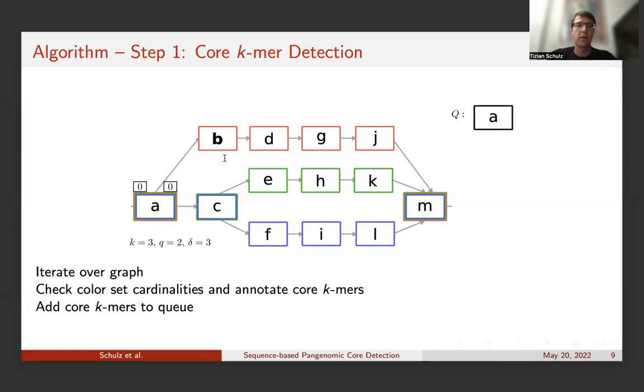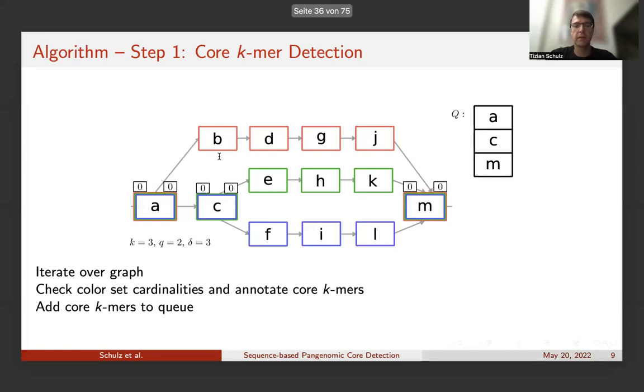The next vertex in our graph is B. B has only one color in its color set, and this is smaller than our quorum, which means that B is not a core k-mer. At this point, we cannot annotate B, so B is not added to our queue, and we go on. The next vertex is C. C has 2 colors in its color set, which means, again, that C is a core k-mer. We can annotate C, and then C is added to our queue.